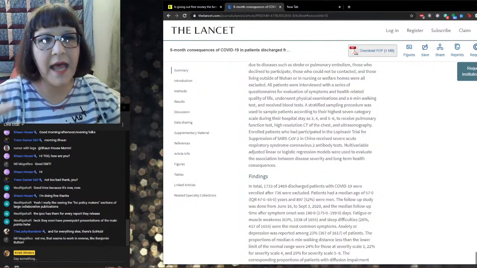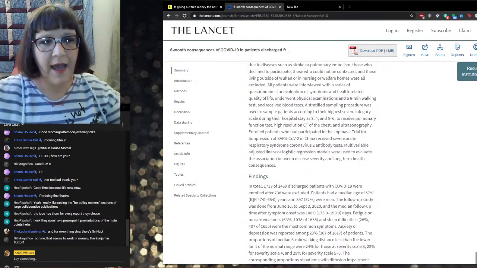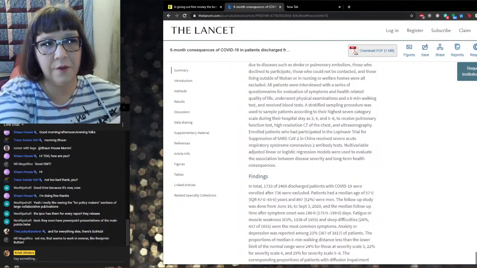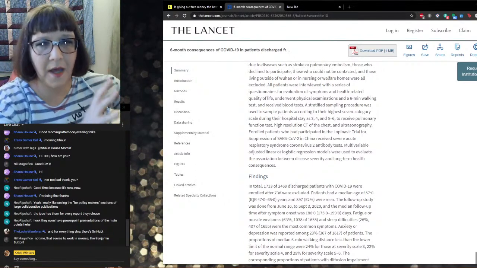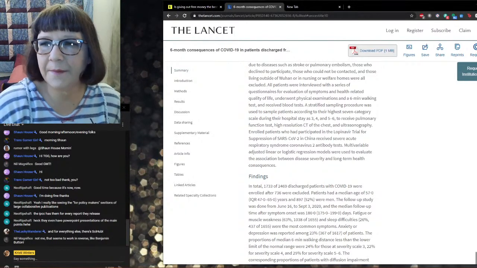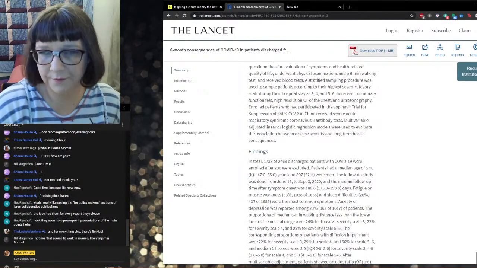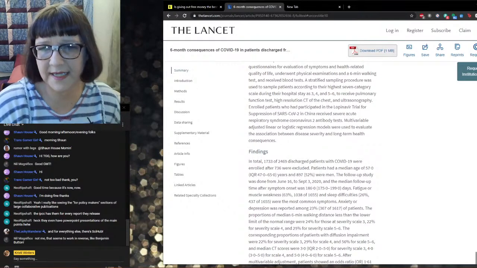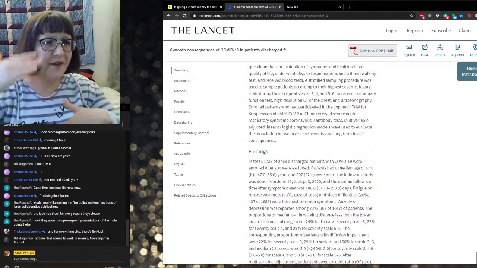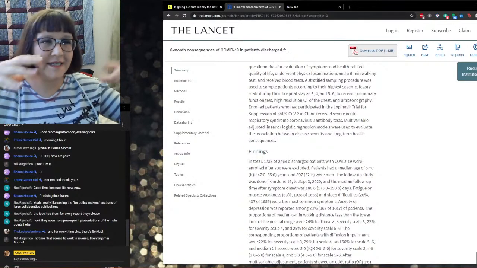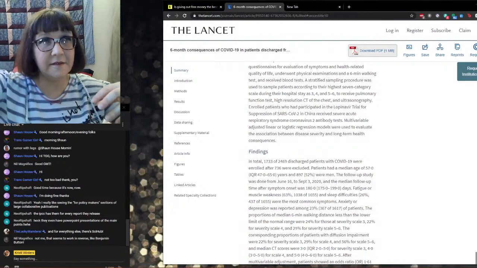Are they like that sample? And if not, how do we make sure we get enough people to get it pretty close, so the sample is a microcosm of the population? And here what they did was a stratified sampling procedure to sample patients according to their highest 7 category scale during their hospital stay. Stratified sampling means organizing people by different categories and taking a little sample from each.